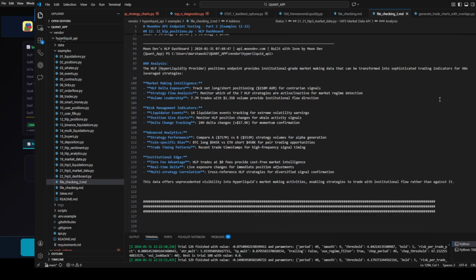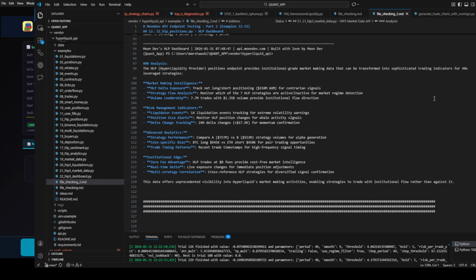Analysis. The HLP, Hyperliquid Provider, positions endpoint provides institutional grade market making data that can be transformed into sophisticated trading indicators for 40x leveraged strategies. Market making intelligence. HLP data exposure. Track net long shorts positioning.